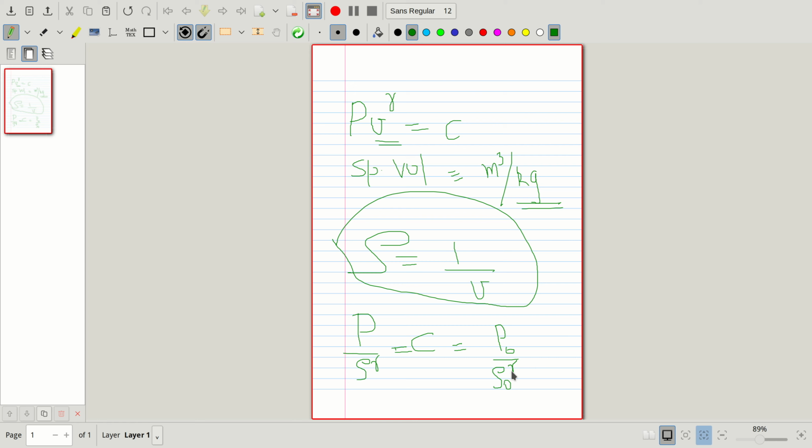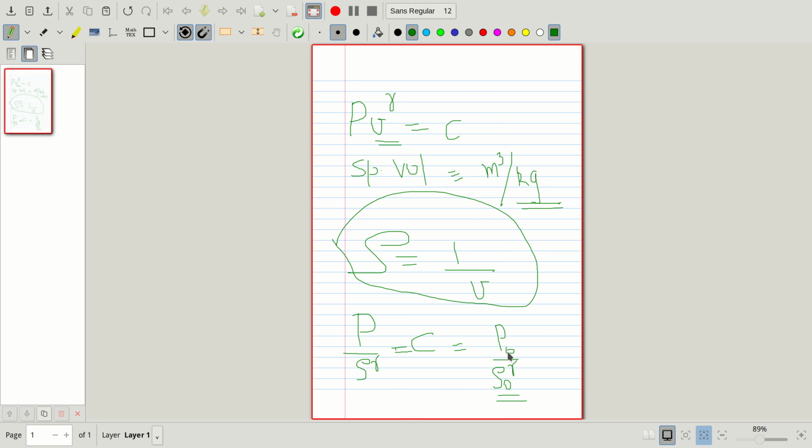So nothing, no acoustic disturbance is there. Then I have this. And when it is disturbed, I have P and rho. So the adiabatic process basically obeys that P by rho to the power of gamma equal to P naught by rho naught to the power of gamma.